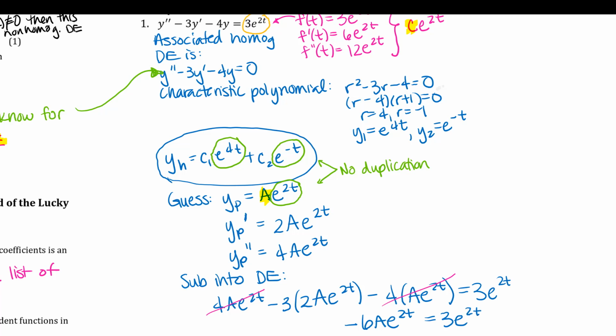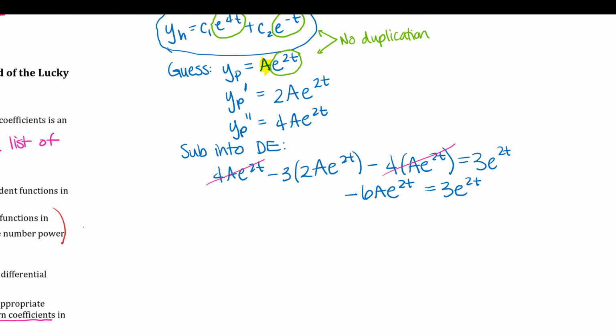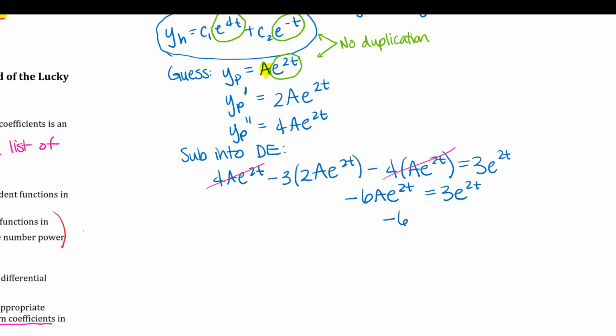And so if that's true for all values of t, then my coefficients are going to have to be equal to each other. So I'm going to have minus 6a equals 3, so a is equal to negative 1/2. All right, so then that gives me my yp. In this problem, only a was all I had to find.